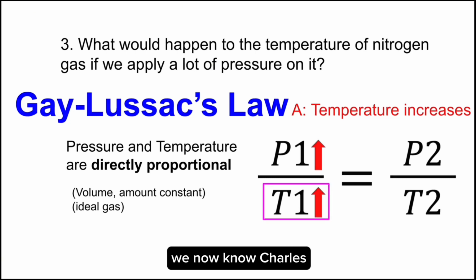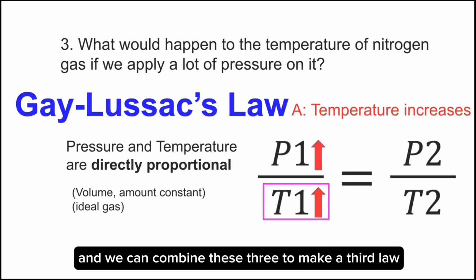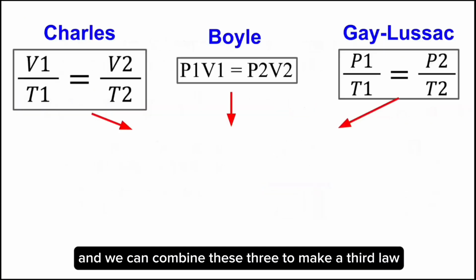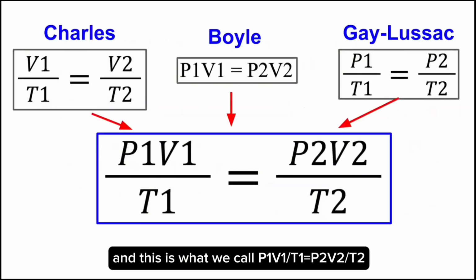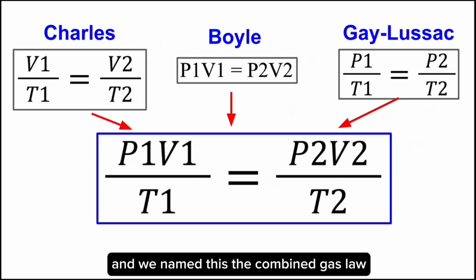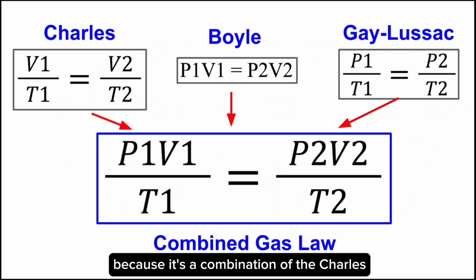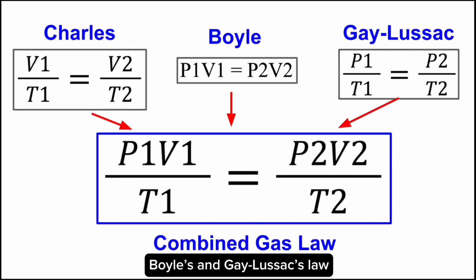We now know Charles', Boyle's, and Gay-Lussac's laws, and we can combine these three to make a fourth law. This is what we call P1 V1 over T1 equals P2 V2 over T2. We named this the combined gas law because it's a combination of Charles', Boyle's, and Gay-Lussac's laws.